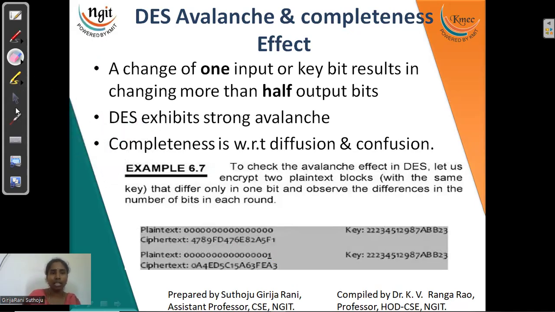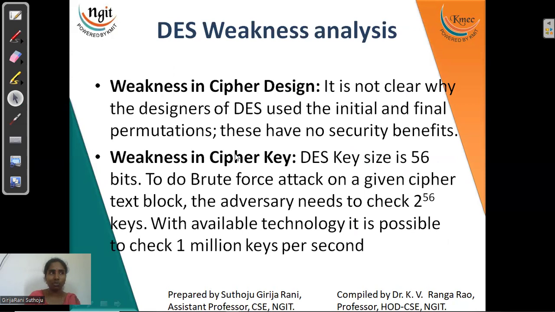Next one is about completeness. Completeness is with respect to diffusion and confusion. Are we giving total diffusion and confusion properly? Diffusion means the relationship between the plain text and the ciphertext should not be revealed, and confusion means the relationship between the key and the ciphertext should not be revealed to the user at all. So are we achieving these two things? We can say about 75% yes, but there are several things to understand about the weaknesses of DES.